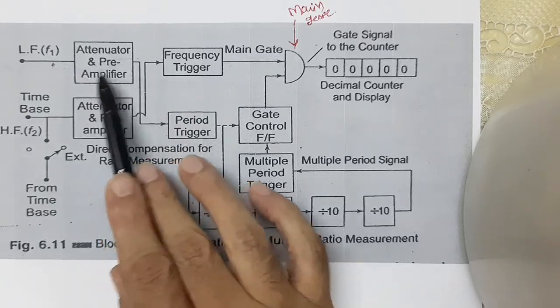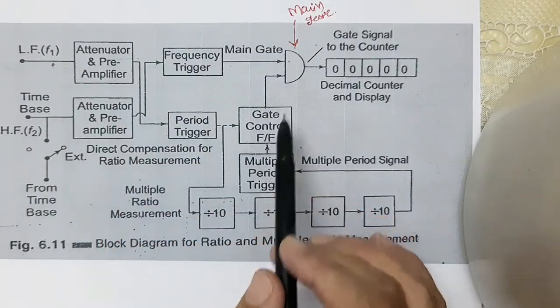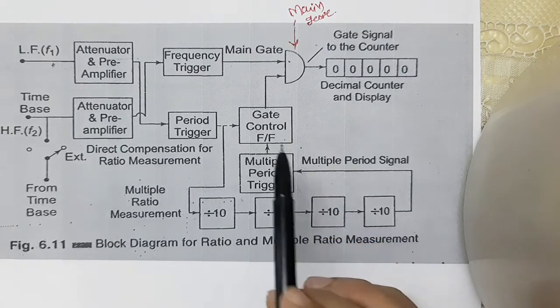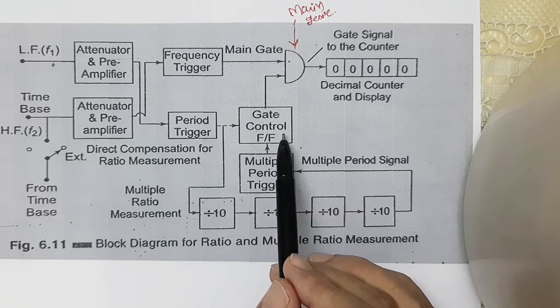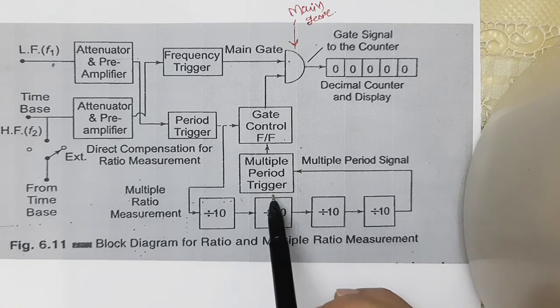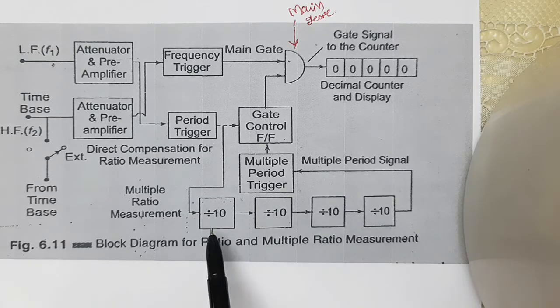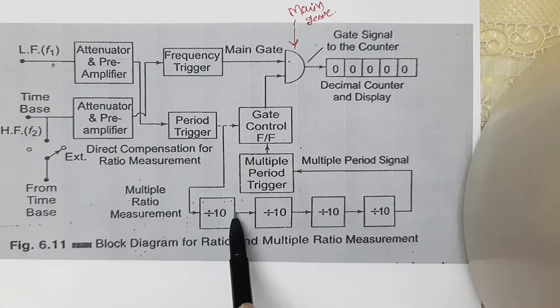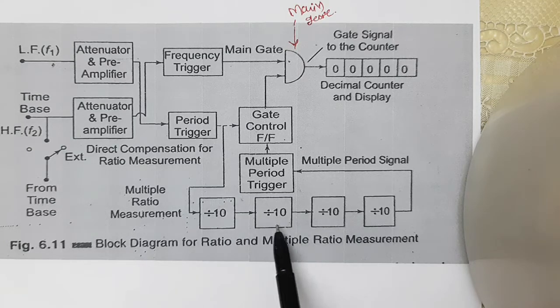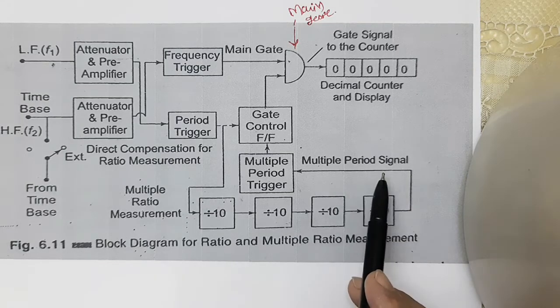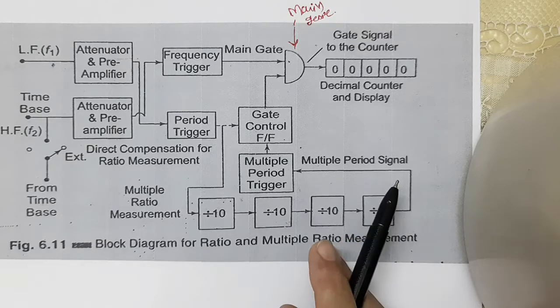One terminal is from here, and the second terminal is connected from the gate control flip-flop, which is triggered through the multiple period of trigger. That means if we are selecting only one, then it is single decade assembly 1, 2, 3 and 4. Then the multiple period of signal, the same thing we discussed in lecture number 9 and lecture number 10, right?